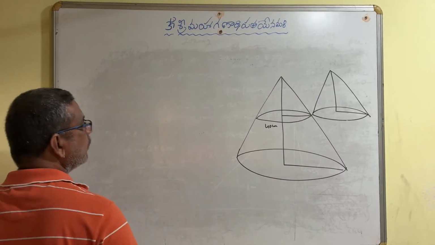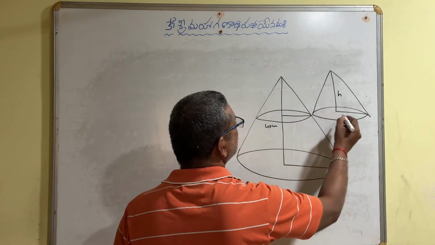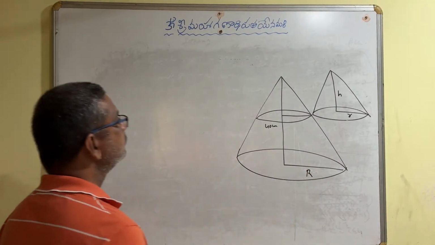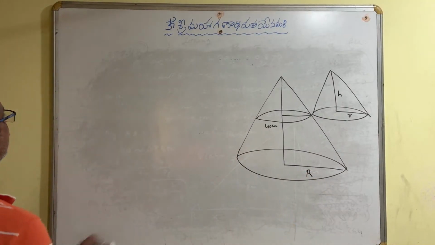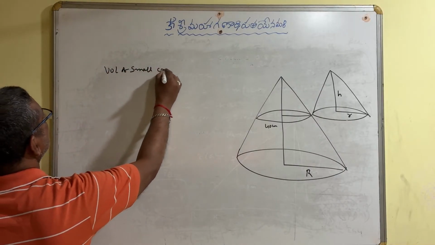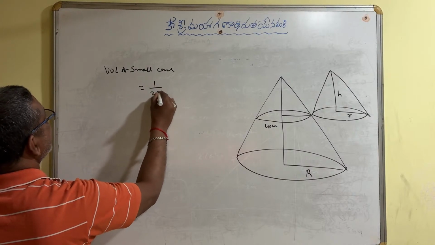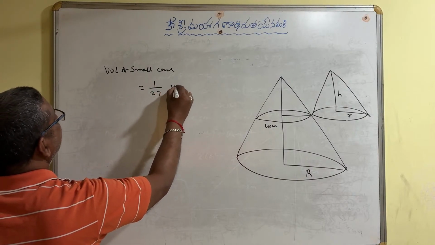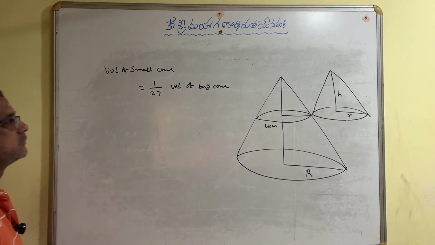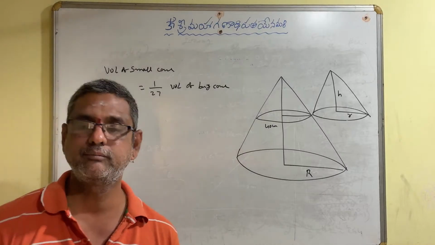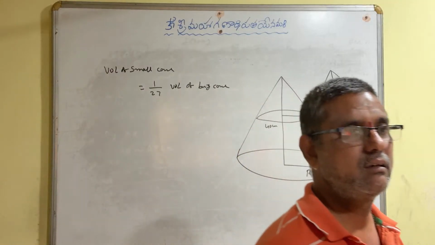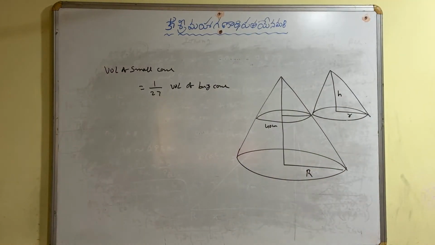Let this height be H, this radius be small r, and this be capital R. Now the volume of the small cone is 1/27th the volume of the big cone. And we need to find out this H, and after finding H, I will tell you what to do.